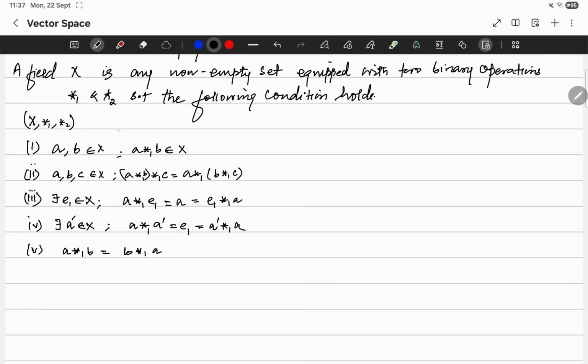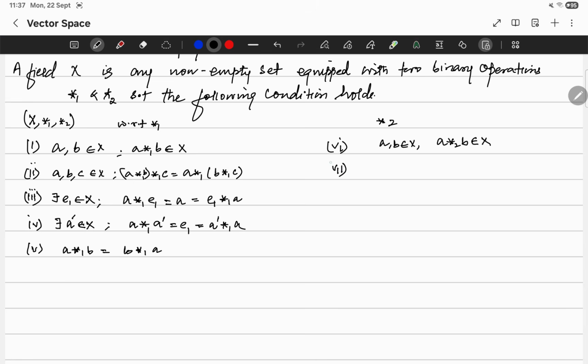So these are with respect to the operation *1, and another 5 properties are with respect to the *2. So it should be closed with respect to the *2. If you have two elements from the set X, then a *2 b should again be in your X. It should be closed with respect to this *2.